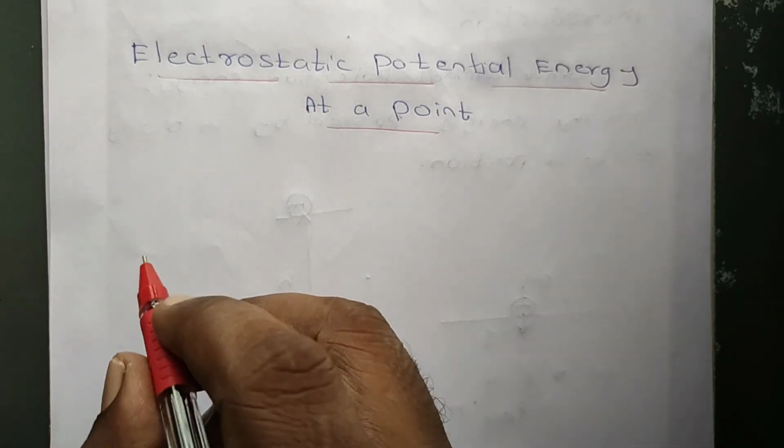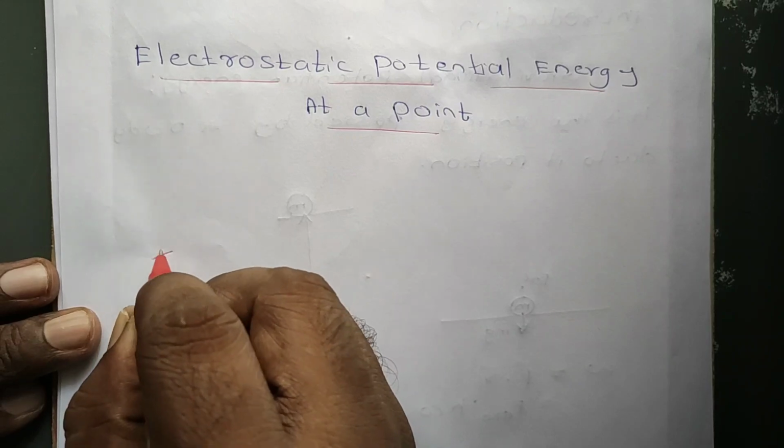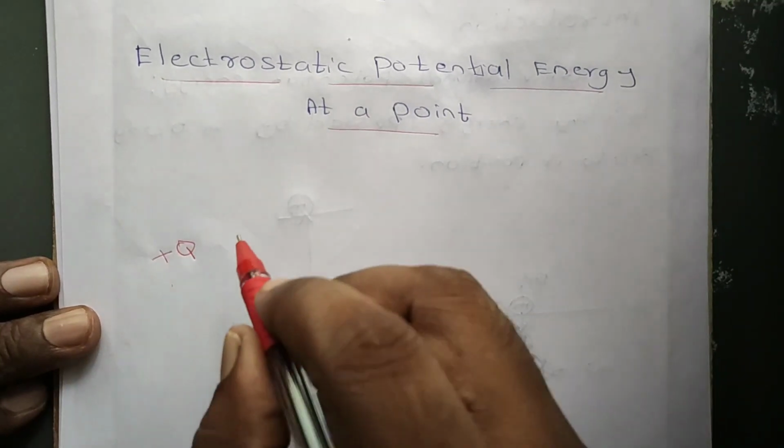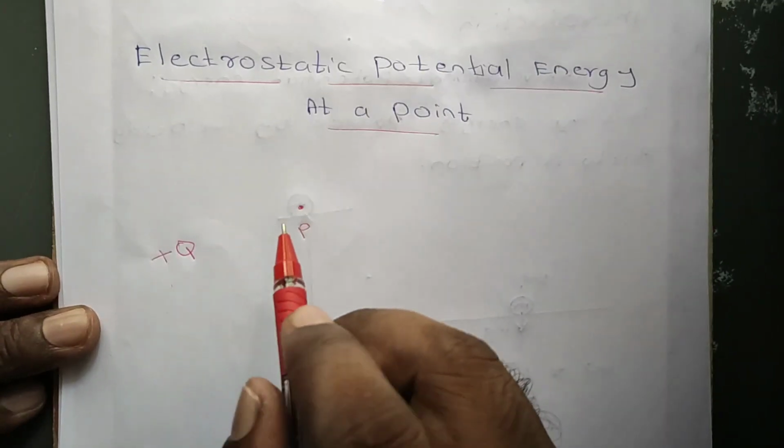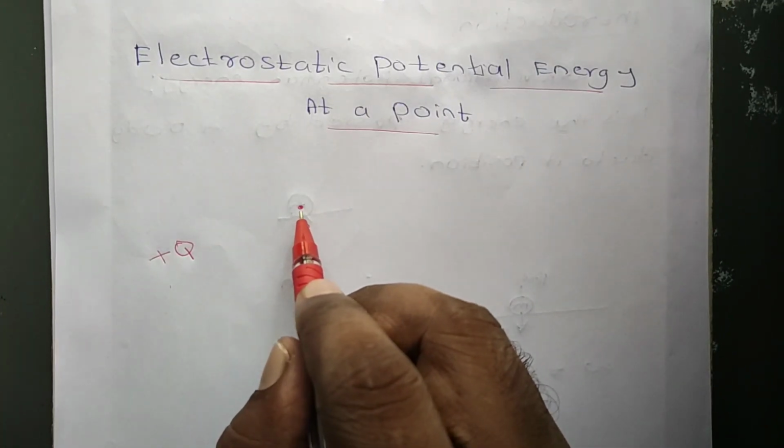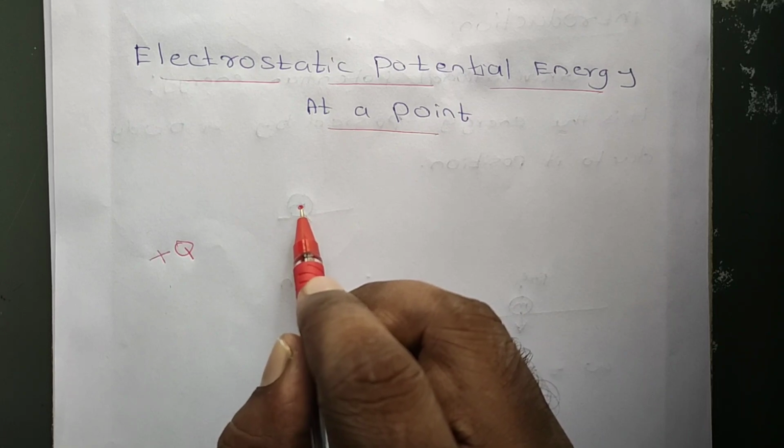In this video, I am going to discuss electrostatic potential energy at a point. Okay, so I am going to consider a capital Q charge, and here there is a point P. At this point, I need to find out the electrostatic potential energy.